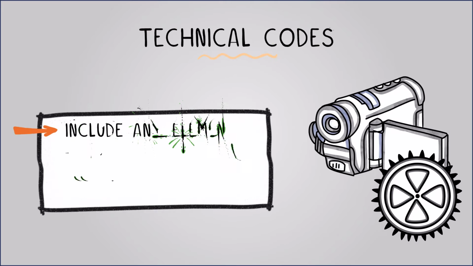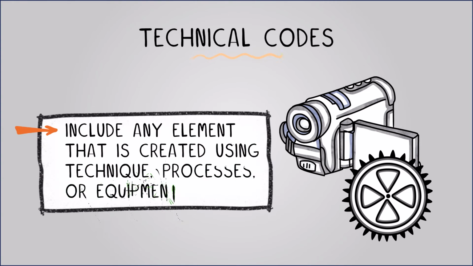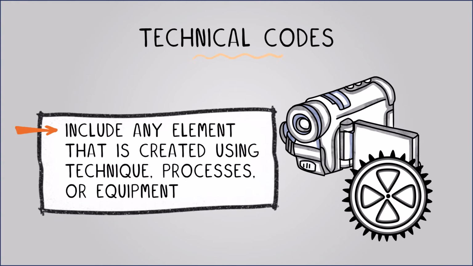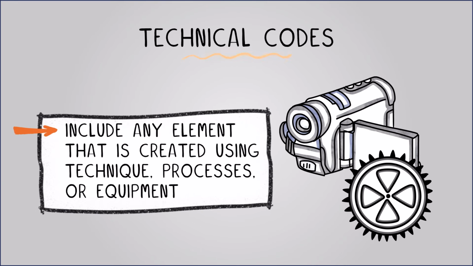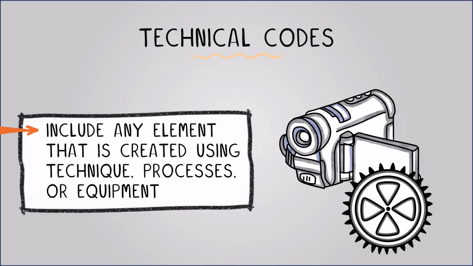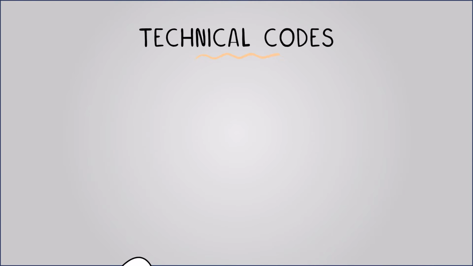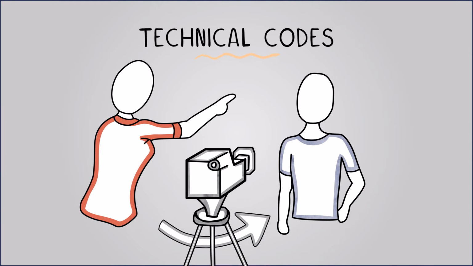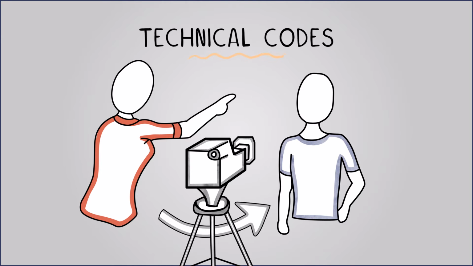First up, let's discuss technical codes. Technical media codes include any element of the media product that is created using technique, processes, or equipment. The way we use equipment can help to tell a story and share a lot of information with an audience. For example, a camera panning between 2 people could be used to create tension.